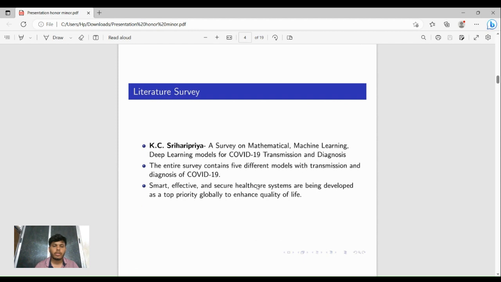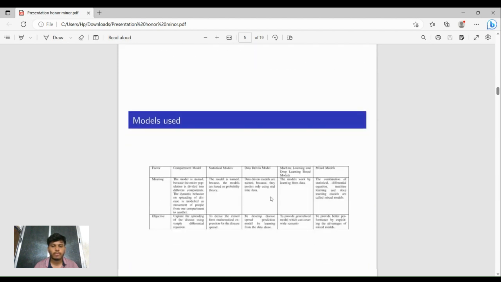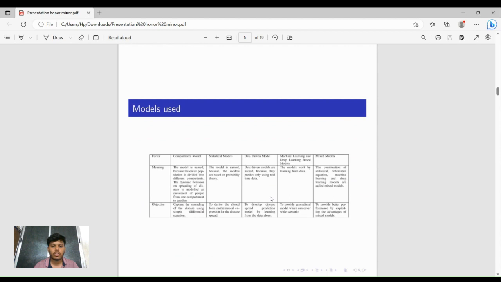In the literature survey, we take the following paper of K.S. Srihari Priya, a survey of mathematical and machine learning and deep learning models for COVID-19 transmission and diagnosis. The entire survey contains five different models with transmission and diagnosis of COVID-19. Smart, effective, and secure healthcare systems are being developed as a top priority globally to enhance quality of life. These are the models used to detect the coronavirus.